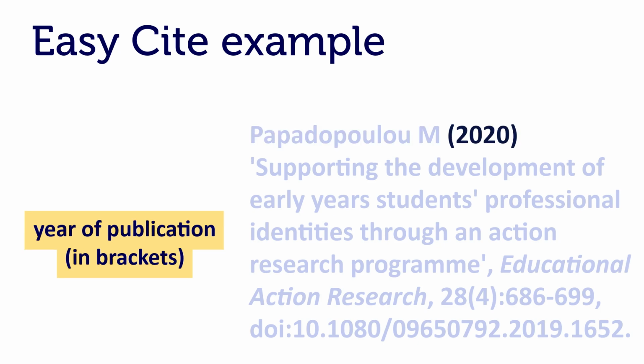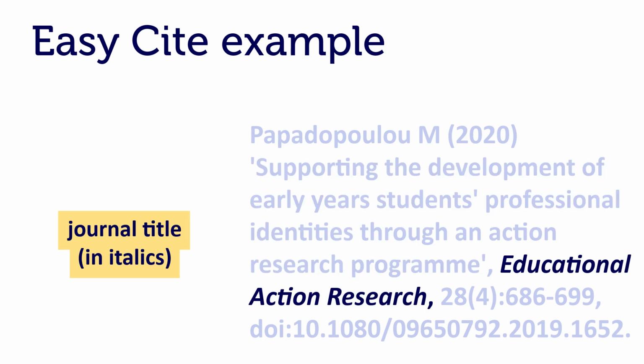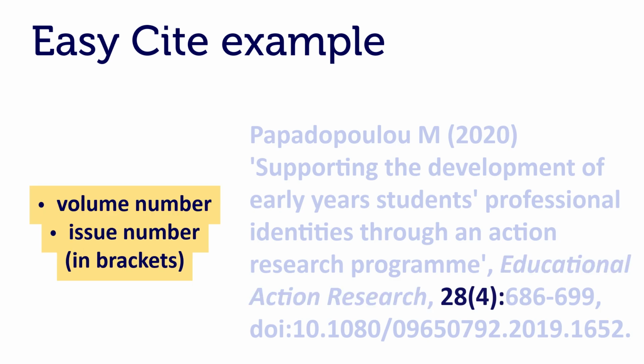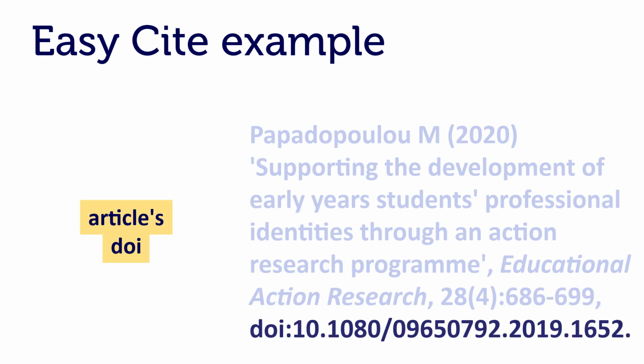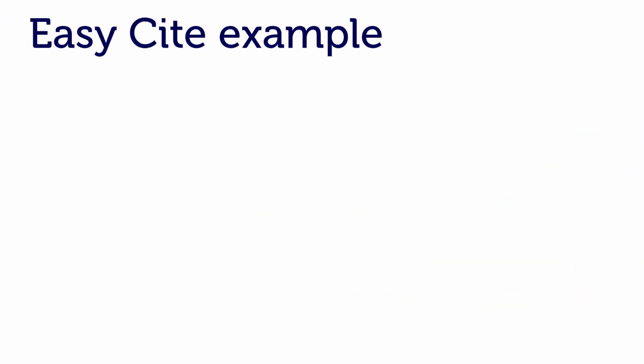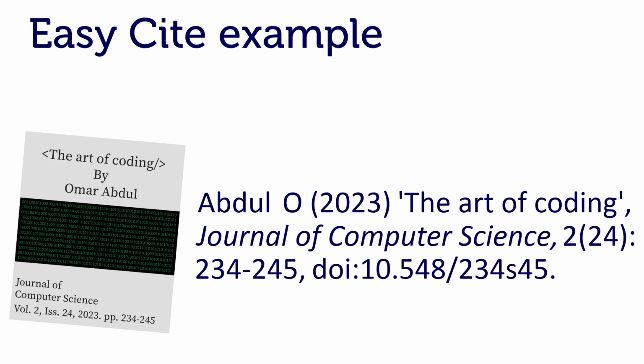year of publication, and then the title of the article in quotation marks. Next, we need to include the title of the journal in italics, the volume and issue number, and the page range of the article. Lastly, we need to include the article's DOI. Now we just need to format the information from Abdul's article in the same way as the example from Cite.